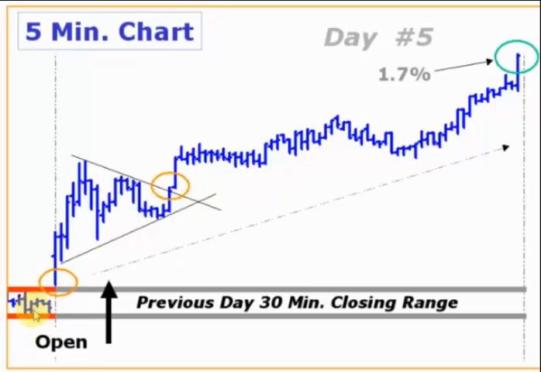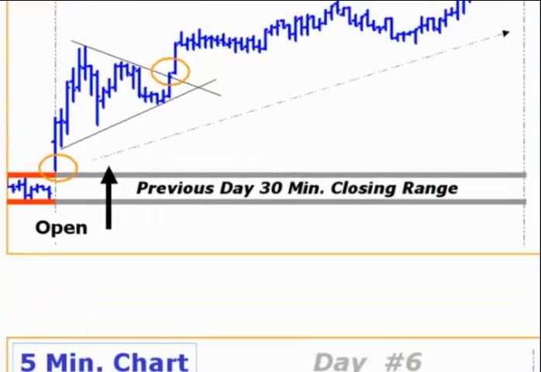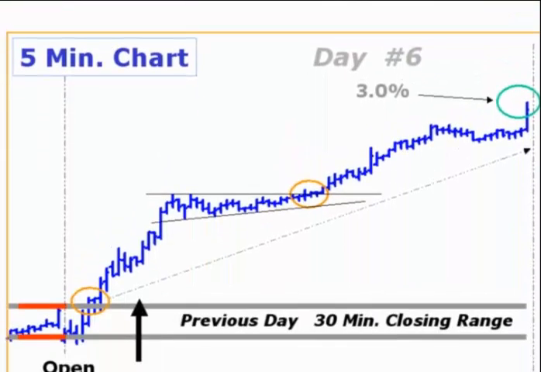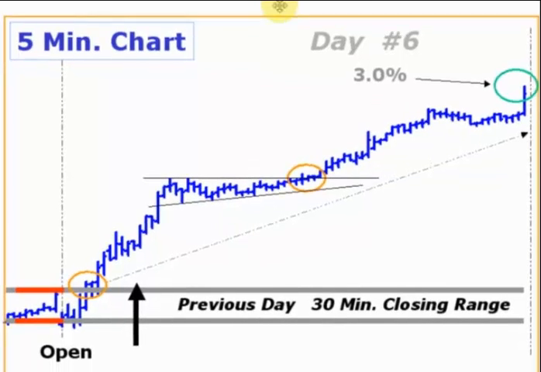Is the price above the previous day's 30-minute range? So we just keep day trading this sucker until it's no longer above the previous day's 30-minute range. You might be able to do a day trading campaign for 12 days straight. That's the nice thing about this strategy. Okay, here's day 6. The sucker just keeps going.